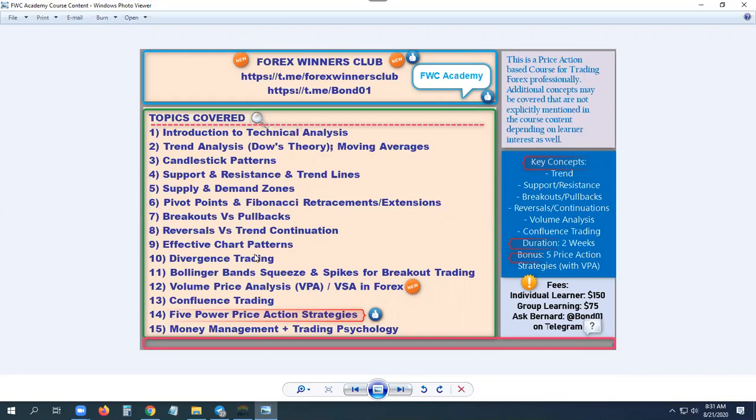I think either we stop or I show you divergence trading. Either we stop because we are done with the business for the day, breakouts versus pullbacks, reversals and trend continuation, because we have completed our objective for today, or we continue to the next topic. Let's continue. We can continue now.